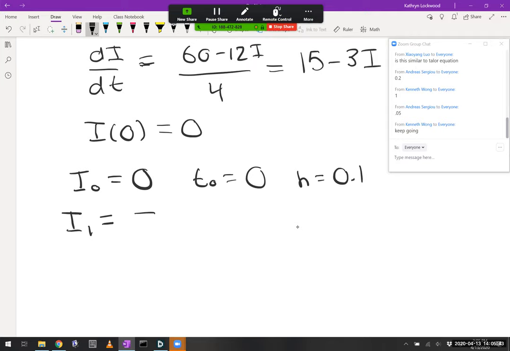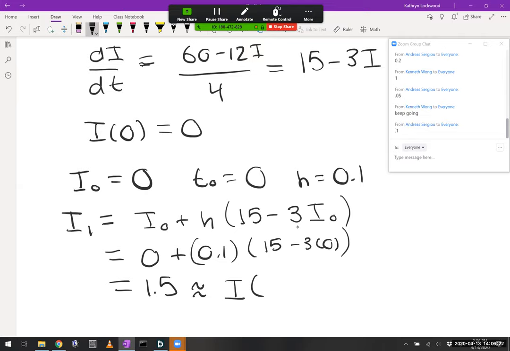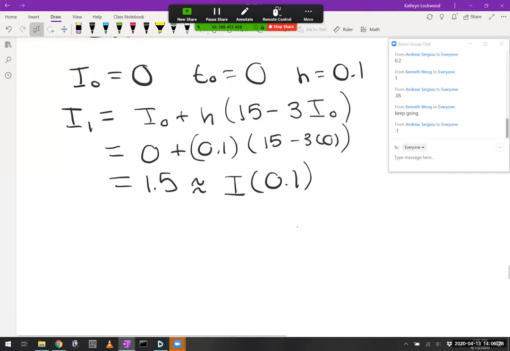I1 is equal to I naught plus the time step times our function 15 minus 3i evaluated at the initial point. That's 0 plus 0.1 times 15 minus 0, or 1.5. That's estimating the current at what time value? 0.1, good. So we've got an idea that the current at 0.1 second is about 1.5 amps.